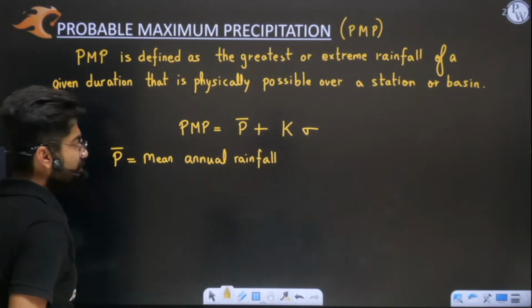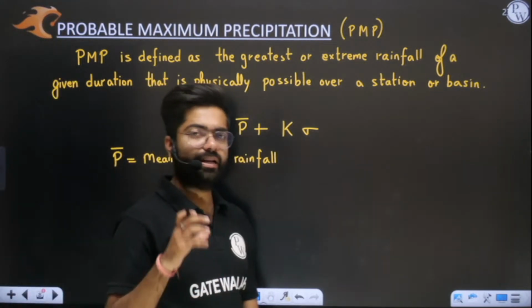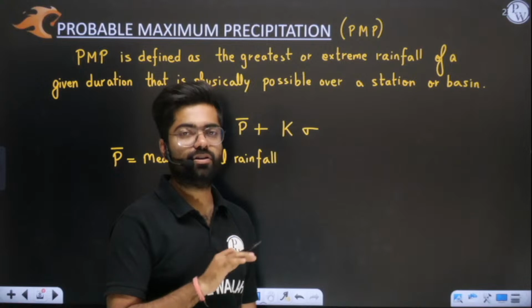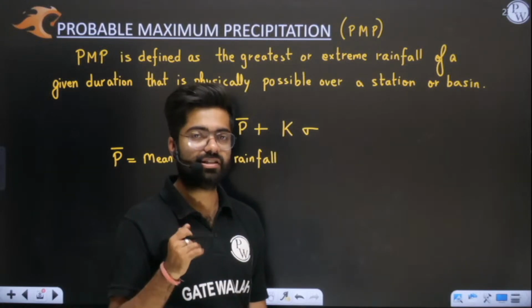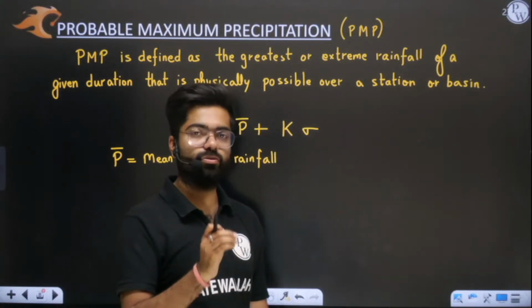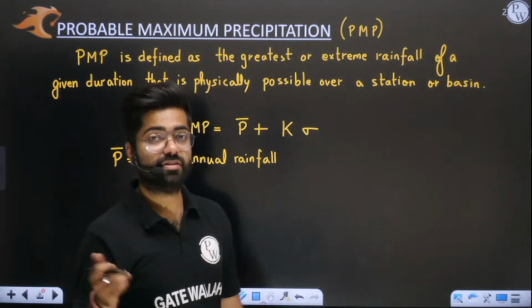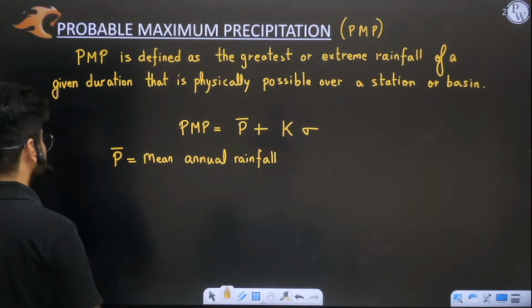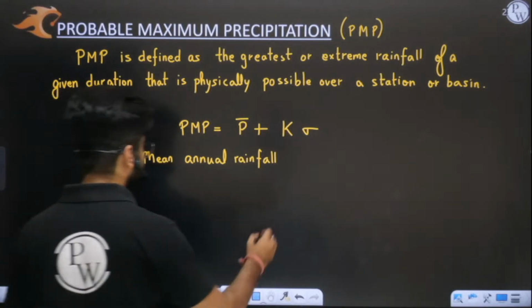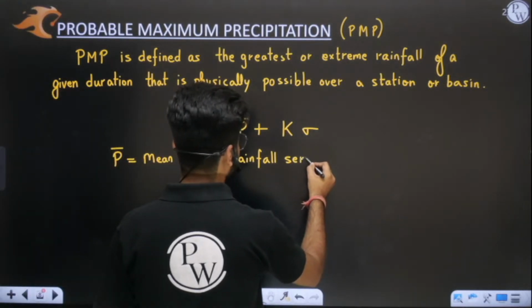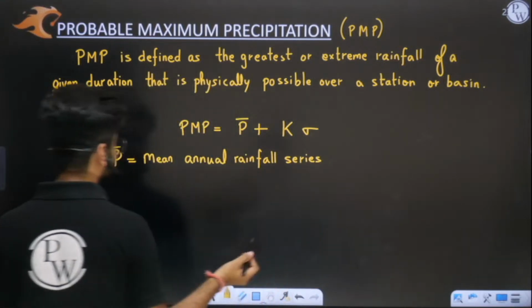Okay, let us say you have data of 50 years in a certain catchment area at a particular rain gauge. You have data for the last 50 years. In 2022 this much rainfall is there, in 2021 this much rainfall is there. Simply take the average of that series. So P bar is the mean annual rainfall of that series.